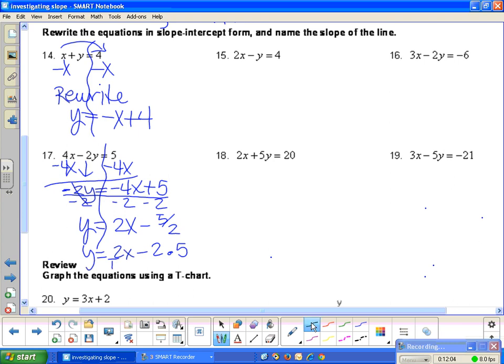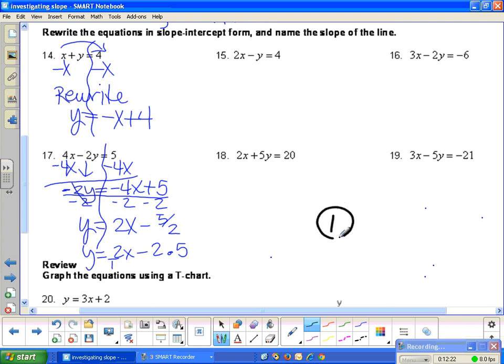These are the same step every single time. What do we do first here? Okay, we move x and change the sign. What do we do first here? Move x and change the sign. What's the second thing we did? Divide by the number with y.